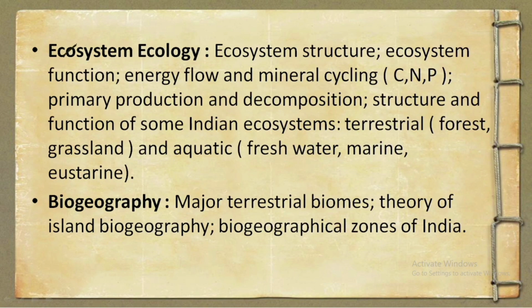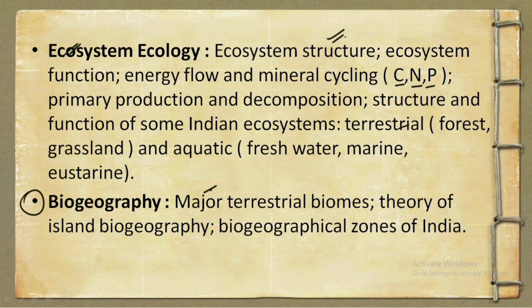After that we have the topic of ecosystem ecology. In that we have ecosystem structure, ecosystem functions, energy flow, and mineral cycling. In this we have to understand the carbon cycle, nitrogen cycle, and phosphorus cycle. Then we have primary production and decomposition, and the structure and function of some of the Indian ecosystems, that include the terrestrial and the aquatic as well.